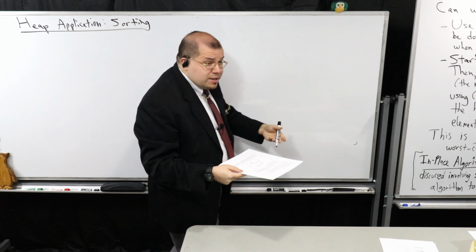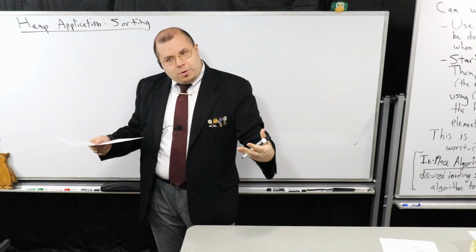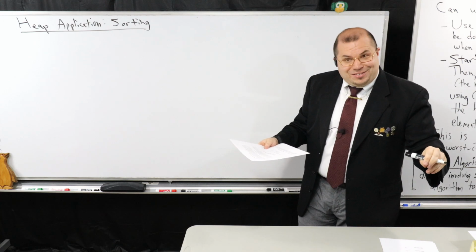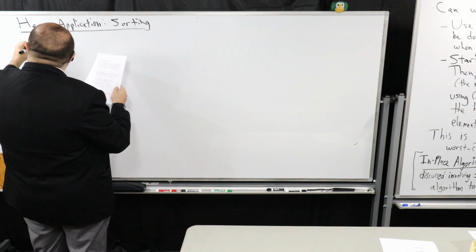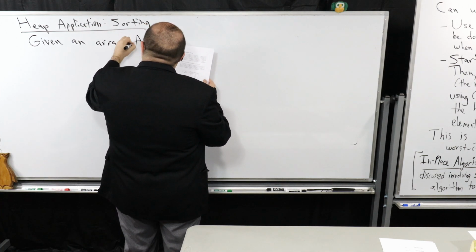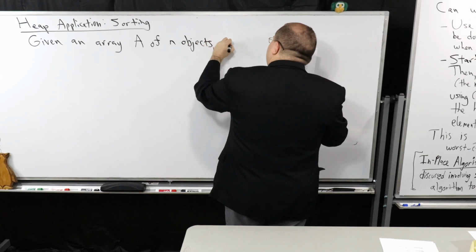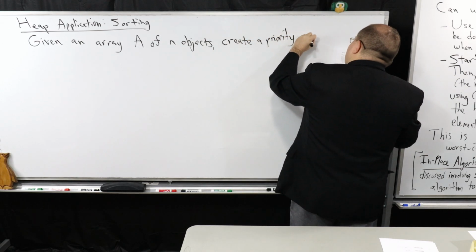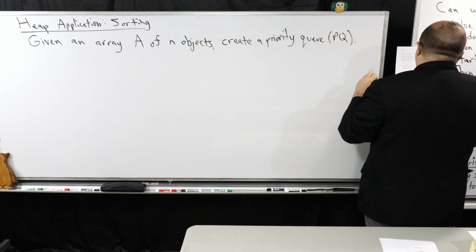So I want to first present you a scenario. I'm going to explain the trade-offs between various data structures for priority queues and show you that there's actually a direct connection between sorting and priority queues. Mind-blowing, but we're going to see this. So imagine I'm given an array A of n objects. Imagine you create a priority queue. From this point forward, I'm just going to abbreviate this as a PQ. I think I've done this already last day as well.